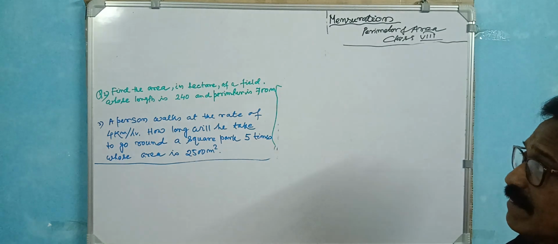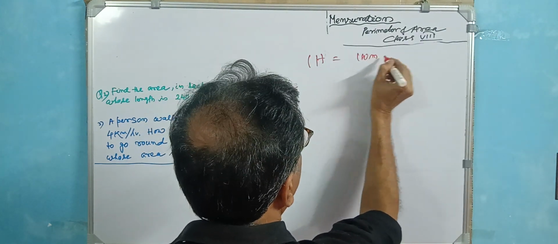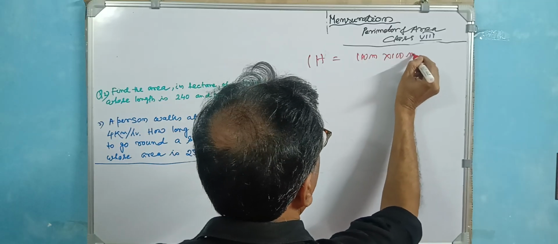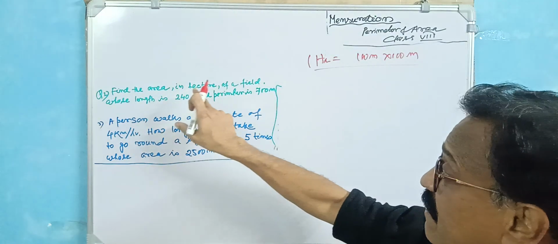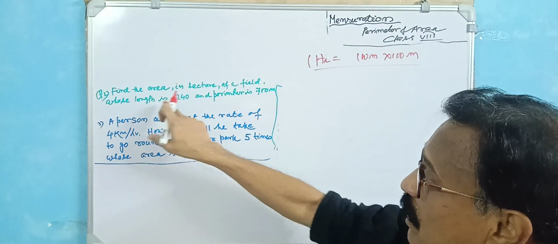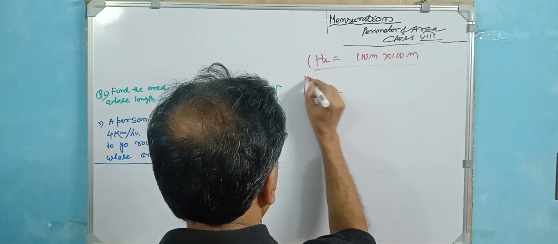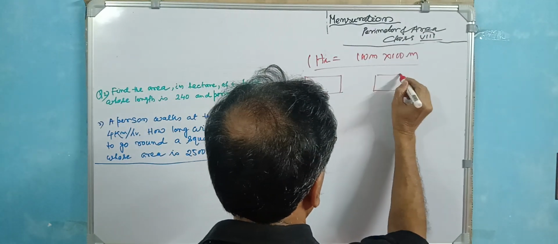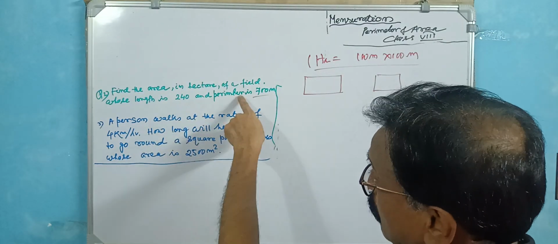1 hectare, that means 100 meter into 100 meter. This is the relation of hectare. So find the area in hectare of a field whose length is this and the perimeter is this. Now the field may be a rectangle, it may be a square. Which one do you select?